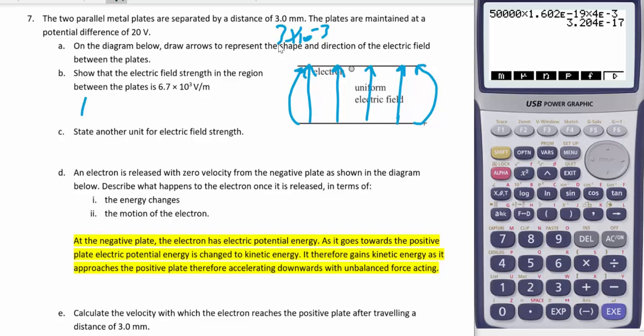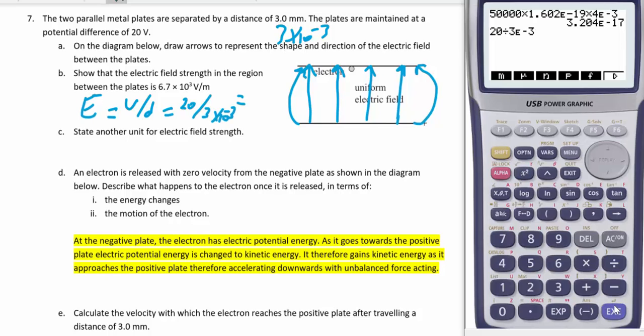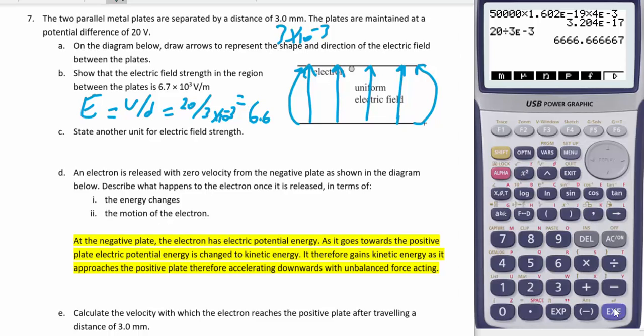Show the electric field strength, so we're looking for E equals V over D, and we know the voltage is 20 volts, and we know the distance is 3 times 10 to the minus 3. Chuck that in the calculator, and we get the 6.67 times 10 to the 3 volts per meter answer they're looking for. And so we've got E equals V over D is one way of working electric field strength, so voltage divided by meters. That's just what we've got there.